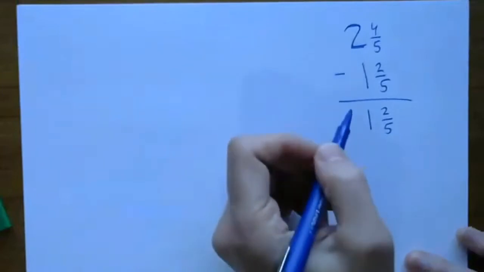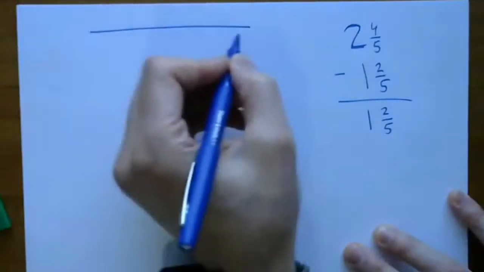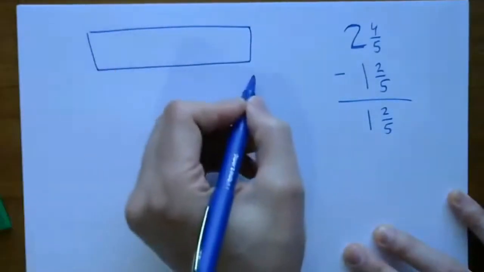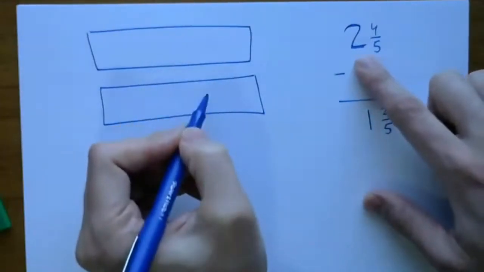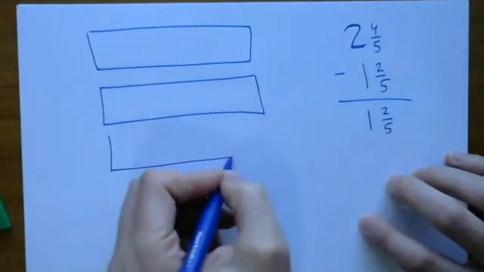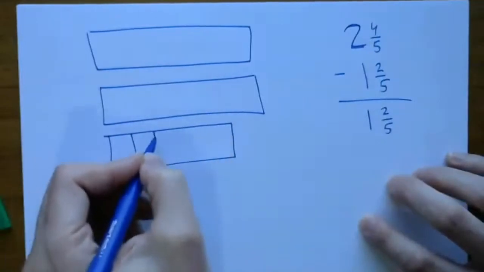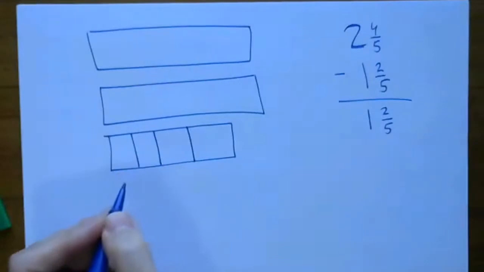Now, because of how subtraction works, I actually prefer to draw out my models. I find that better when I'm doing a model for subtracting mixed numbers because I've got my 2 wholes here. Now I need to make a model of 4/5. It's 1, 2, 3, 4/5 there.